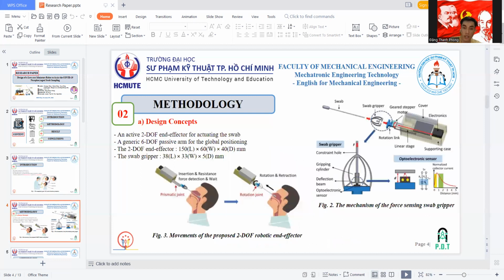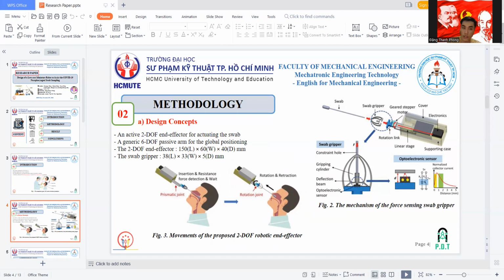Next is part 2, Method. A. Design concept. The robot includes a two degree of freedom (DOF) end effector, shown in figure 2, for the swab, and a 6 DOF passive arm for the global positioning.